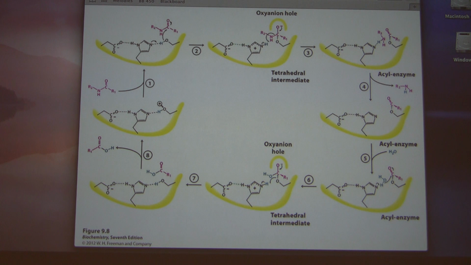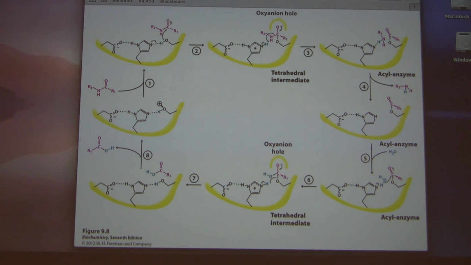What are we left with? We're left with an enzyme that is now covalently linked to the other half of the polypeptide chain. We've gone through the fast step. Now we're going to get ready to get rid of the slow step. We've got to break this bond between the other half of the polypeptide chain and the side chain of serine, because that's where it's covalently attached.